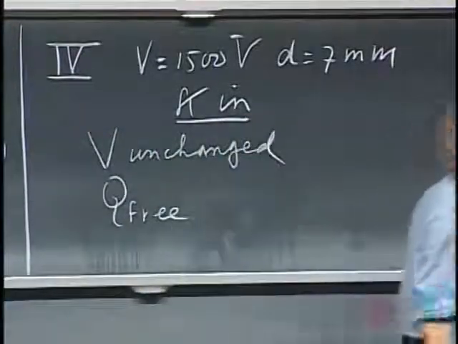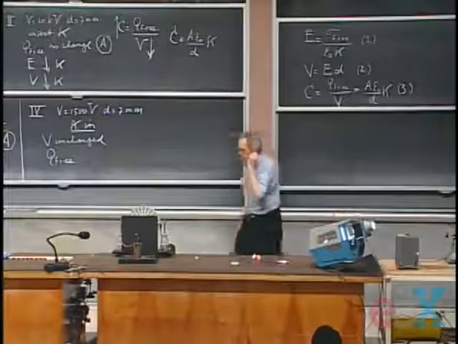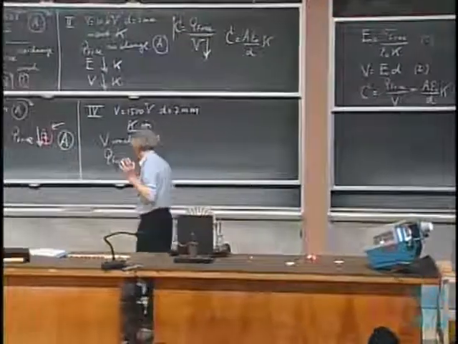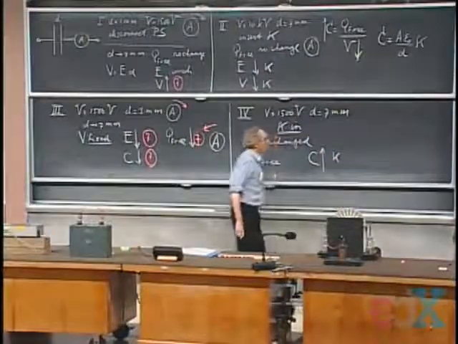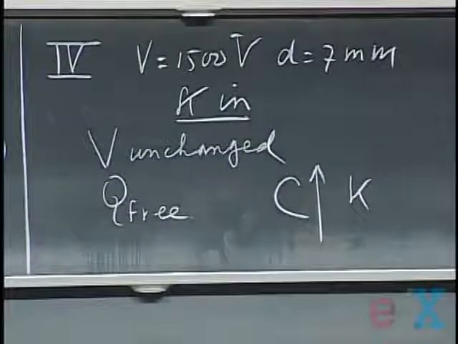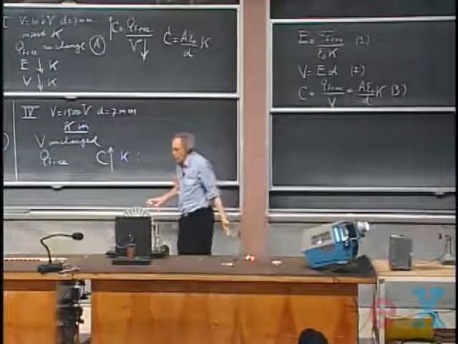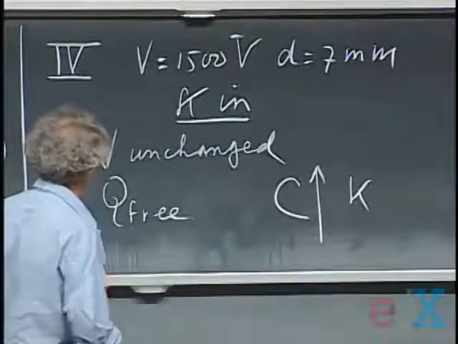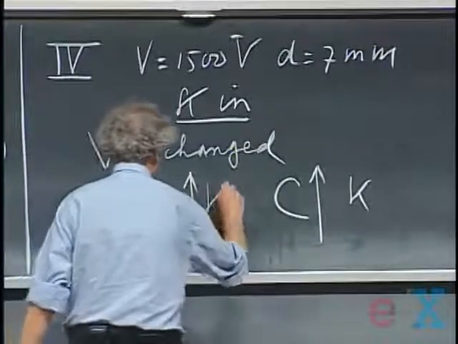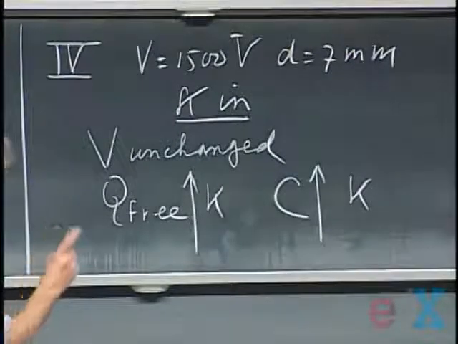Look at this equation. When I put in the dielectric, I know that the capacitance goes up by a factor of kappa. C will go up by a factor of kappa. If C goes up with a factor of kappa, and if V is not changing, then Q free must go up by a factor of kappa. Follows immediately from equation 3. So this must go up by a factor of kappa. What does that mean? That charge will flow to the plates. I increase the charge on the plates, and so my ammeter will tell me that.